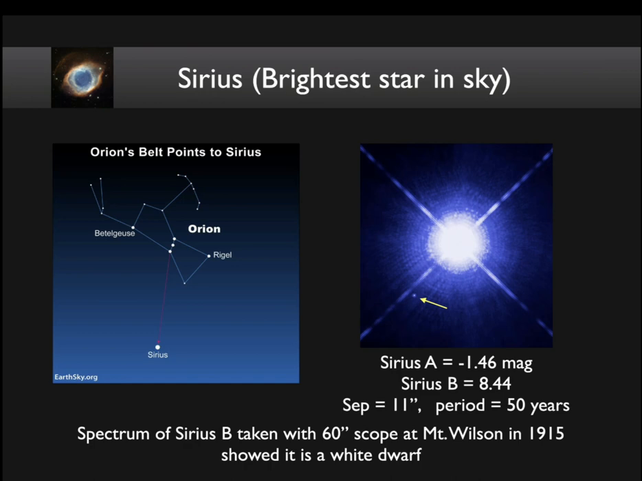In fact, the telescope that we'll be using, the 60-inch scope at Mount Wilson, was used to discover that Sirius B is a white dwarf by taking the spectra of the star. It was determined that Sirius B has a temperature of about 90,000 Kelvin.